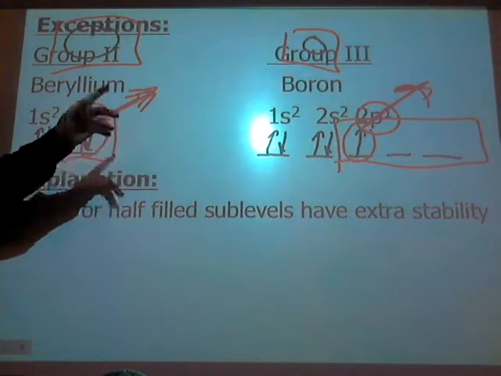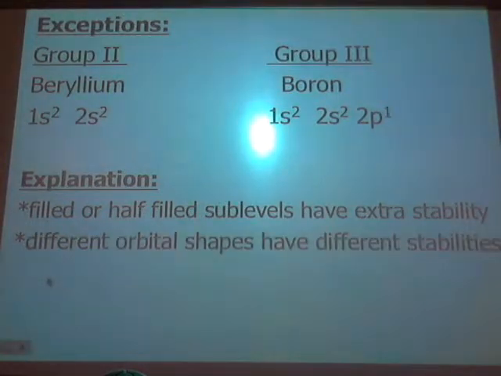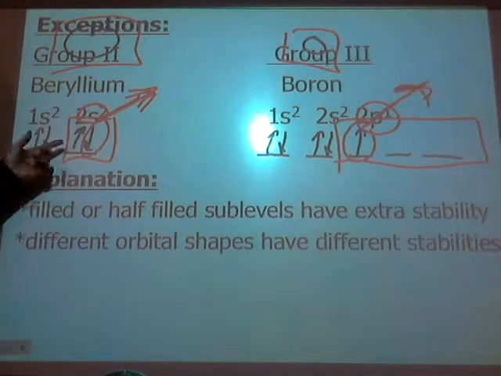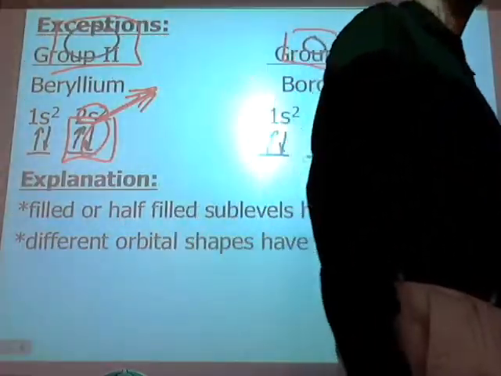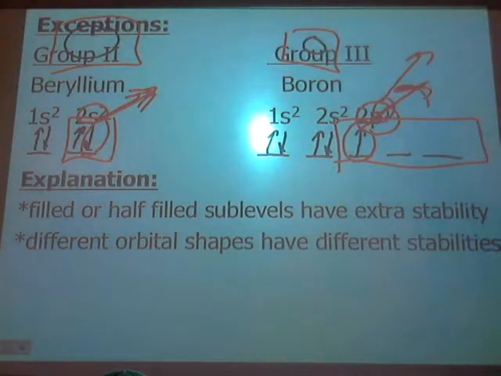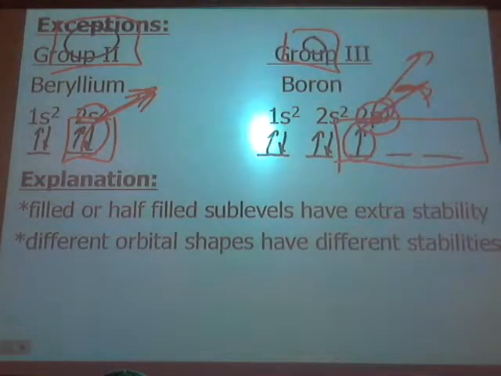Oh, by the way, the half-filled part, I'm going to talk about that in a little bit. Secondly, different orbital shapes have different stabilities. The S is more stable than the P. It's not surprising that it's easier to remove this P electron than it is to remove one from the S, because the S is happier. You'd be happier to be in an S than a P. Anyway.